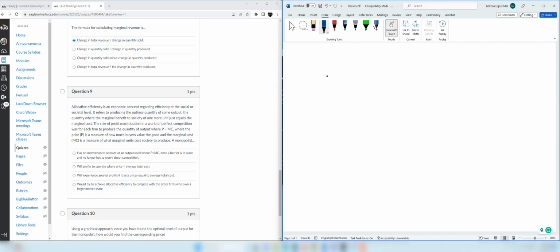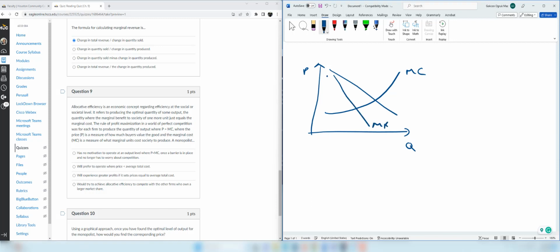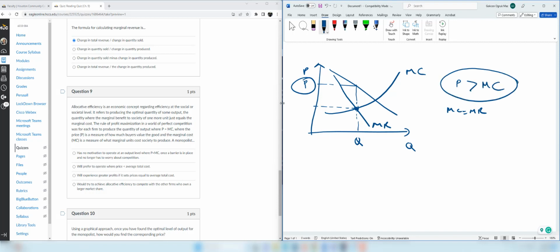So I can show it again by drawing a monopoly's demand curve. Here is the price, here's the quantity, this is the demand curve, this is marginal cost. This is marginal revenue. If the monopoly produces where marginal cost equals marginal revenue, this should be the price. But the monopoly doesn't choose that price. Monopoly chooses the quantity where MC equals MR and then goes up to the demand curve to find the price. So this is the monopolist price. So price is always greater than marginal cost in monopoly. Therefore, the monopoly market is not allocatively efficient. So the right answer is that monopoly has no motivation to operate at an output level where P is equal to MC once a barrier is in place and it no longer has to worry about competition. So therefore, this is the right answer.